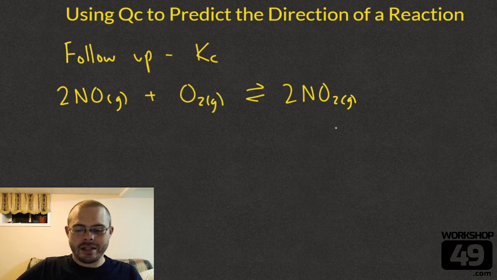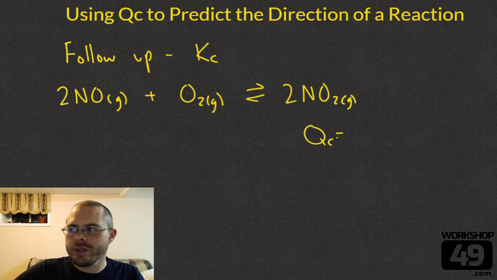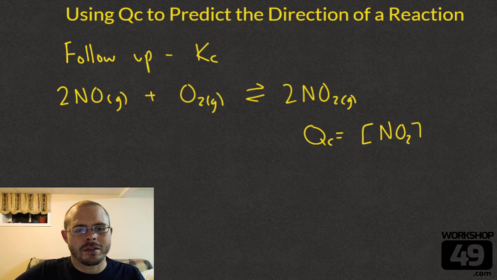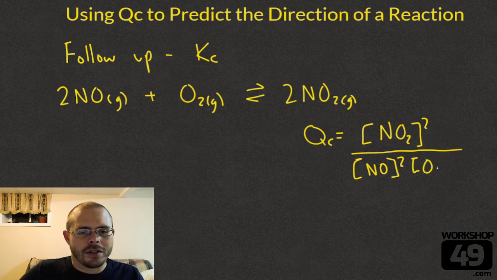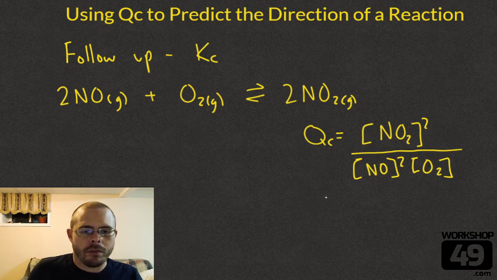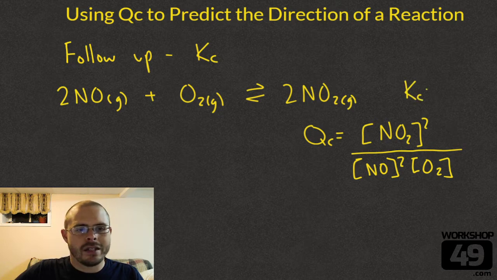Just like Kc, we can create a Qc equilibrium expression. It's still the concentration of the products, with a coefficient of 2, so it's squared, all over the concentration of the reactants, where NO has a 2, so it's also squared, and our oxygen. And we've been told that at some temperature, whatever it happens to be, for this reaction Kc is going to equal 60.